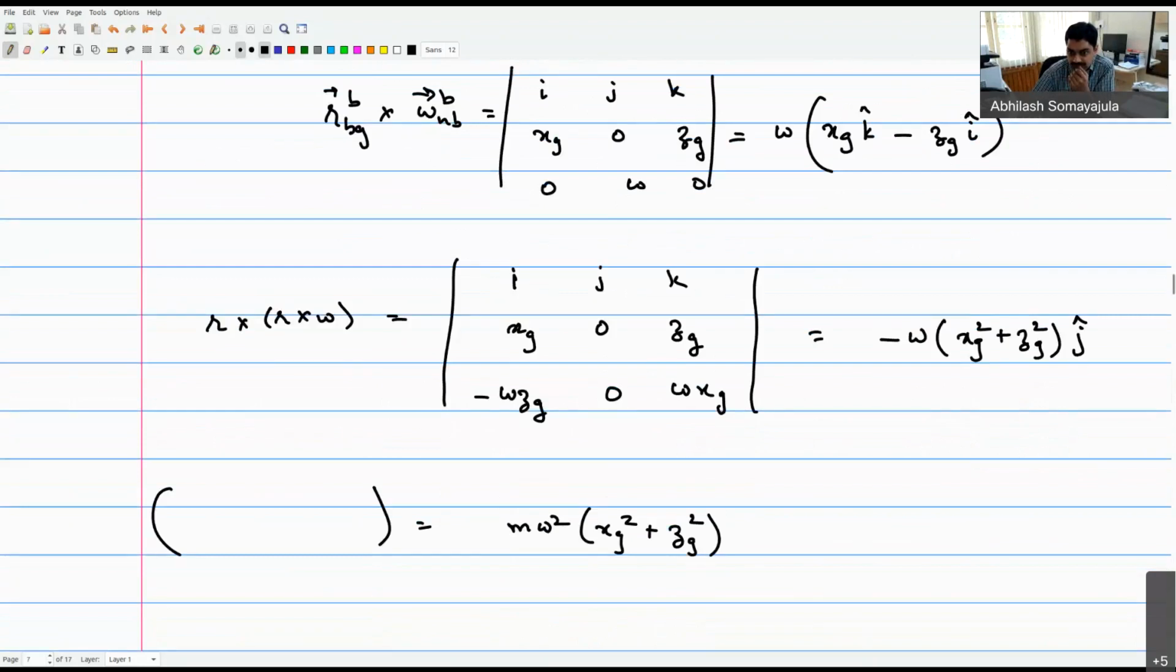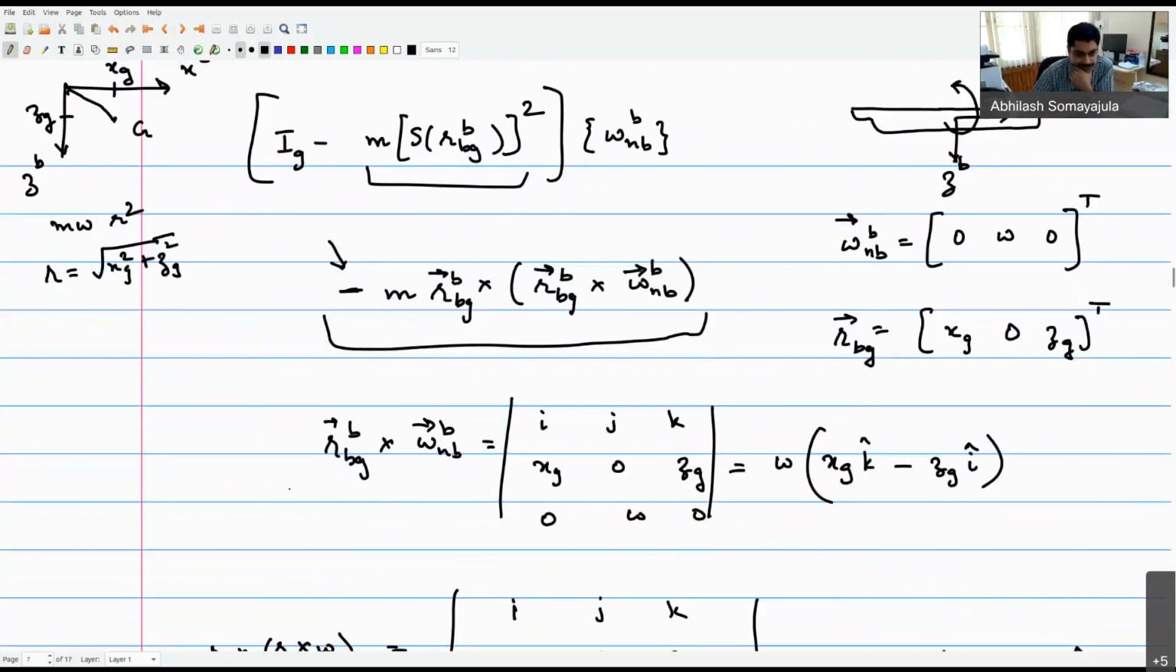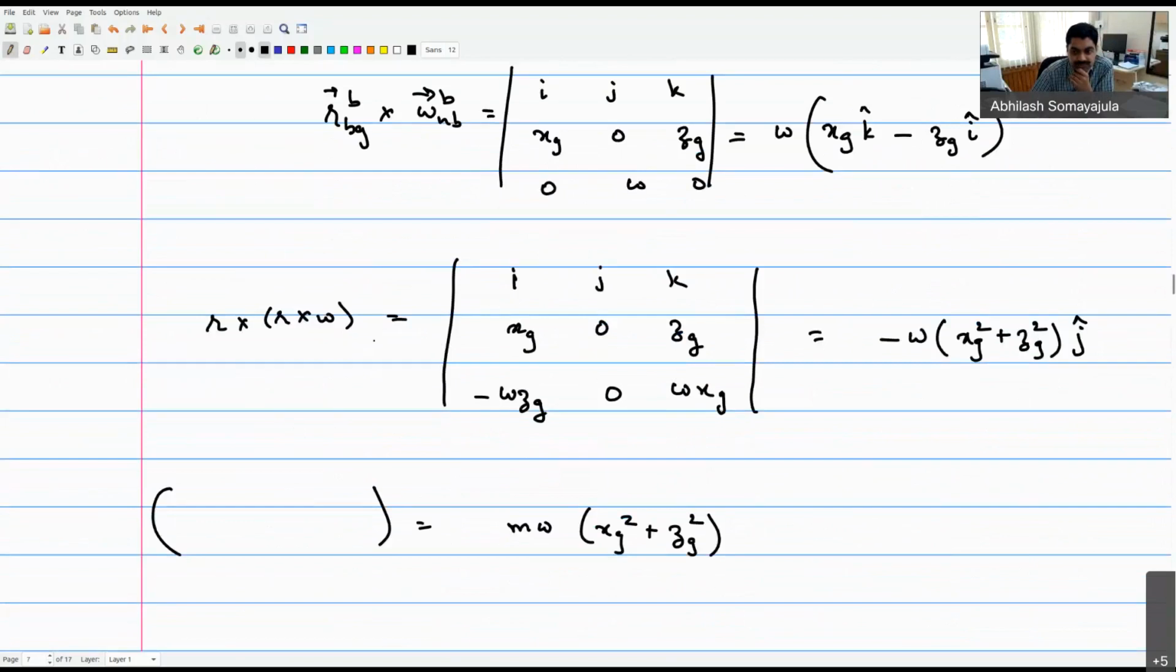Sir, how is it omega square? Sorry, it is omega, my bad. It should be m omega r square, correct. My mistake, m omega r square. Is that making sense for everyone? Yes, sir.